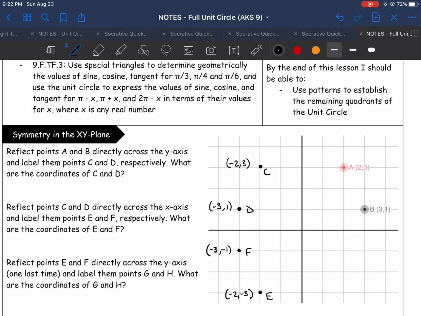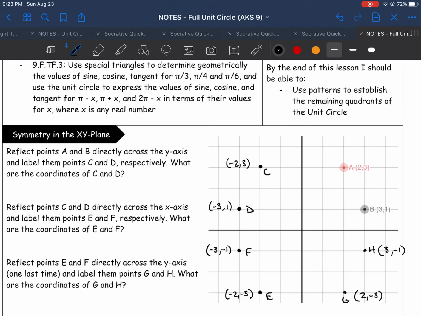Now, one last time, let's reflect our new points E and F across the y-axis. I'm reflecting E across the y-axis. We are going to get point G. And the coordinates of point G are going to be +2, -3. And then reflecting point F across the y-axis, we're going to get point H. And the coordinates of point H are +3, -1.